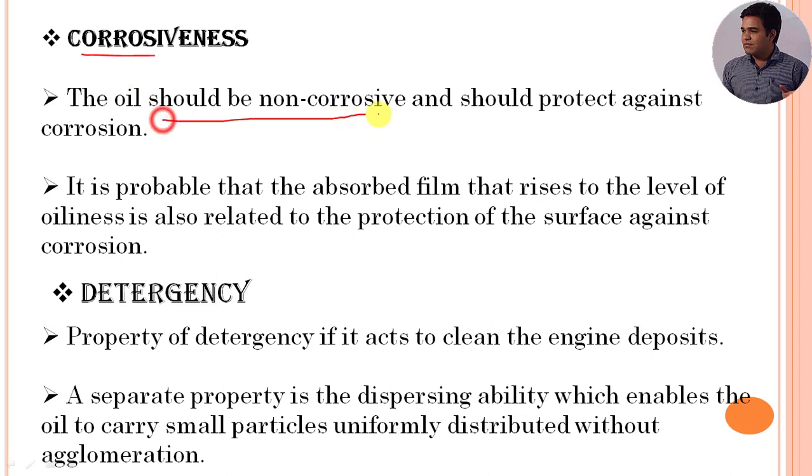Corrosiveness. The oil should be non-corrosive and should protect against corrosion. It is probable that the absorbed film that gives rise to oiliness is also related to the protection of surfaces against corrosion. The next one is detergency. The property of detergency is that it acts to clean engine deposits. So metal particles or foreign particles which are deposited on the engine walls, if the lubricant acts to clean them, that property is known as detergency. A separate property is the dispersing ability, which enables the oil to carry small particles uniformly distributed without agglomeration, and that's why sometimes this property is also termed dispersion.